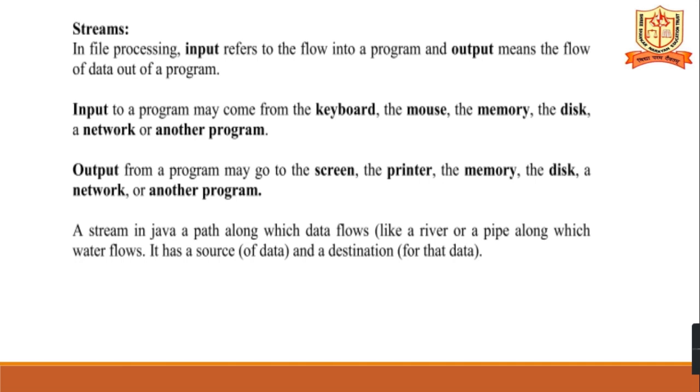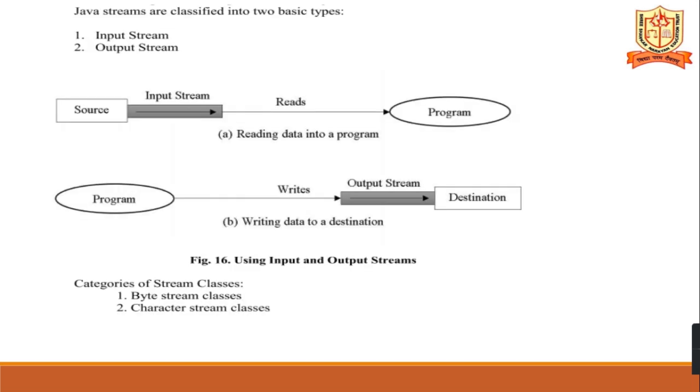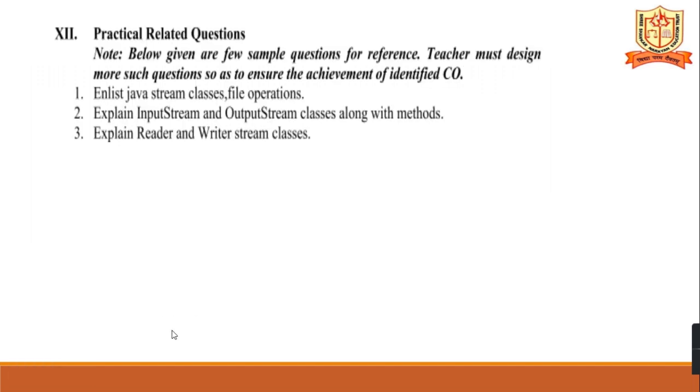It has a source and a destination. Java streams are classified into two basic types: one is the input stream and the other is the output stream. For the source, the input stream is attached. To read the data, the input stream is attached to the source, and this is for reading the data into the program. For writing, the output stream is attached to the destination, so the program will write on the output stream. They also categorize the stream classes: one is the byte stream class, another is the character stream class.